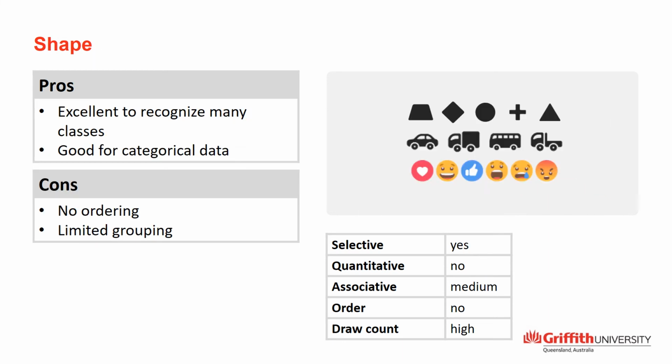Due to its high draw count, the shape channel is an excellent choice for datasets with many individual classes. However, since it does not have the order or quantitative property, it is only suited for categorical data. Additionally, it highly depends on the shapes used for visualization, whether it is possible to group similar items. For example, by using shapes to display data about different vehicle types, we can display each type of vehicle such as a bicycle, car, or bus, by its own shape, and then group vehicles by the number of wheels. Grouping would not be so easy though if we are displaying emotions by emoticons.